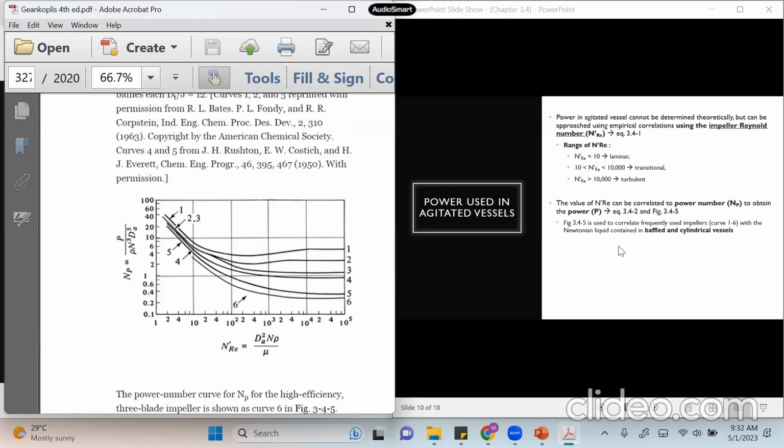How you choose curve 1 to 6 depends on the problem, on what kind of impeller you use.